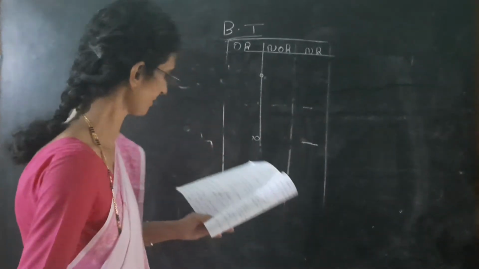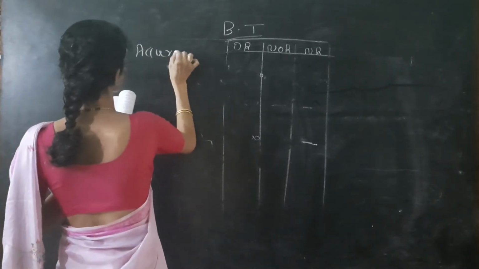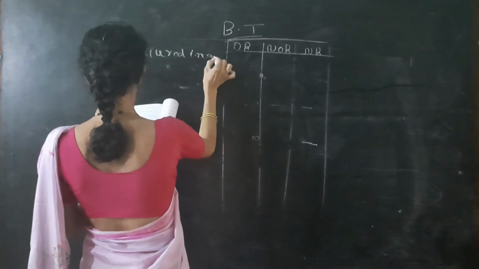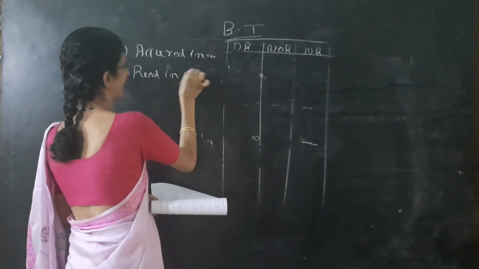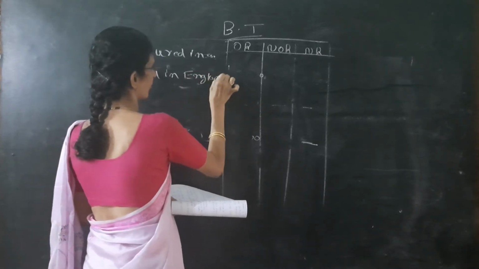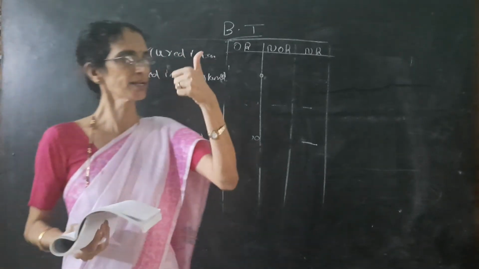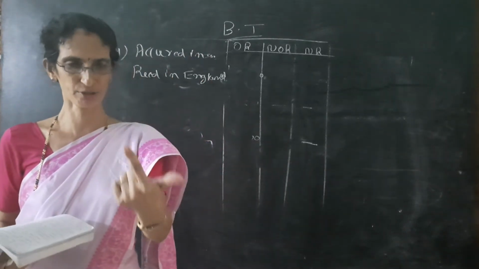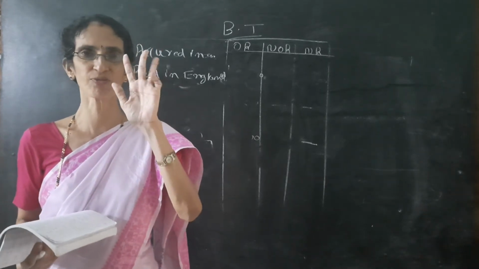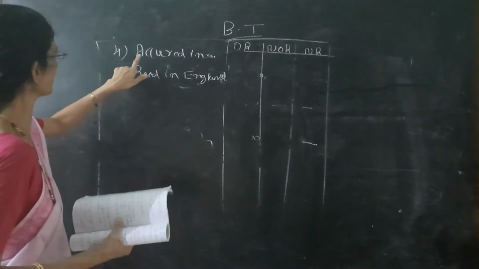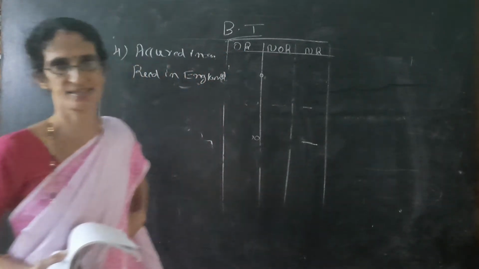So the fourth one is accrued in India, but received in England. Remember always, it is important. Once again: received in India, accrued in India, raised in India, deemed to be received in India. If these four words are there, then in India comes, then in three columns, yes, yes, yes.